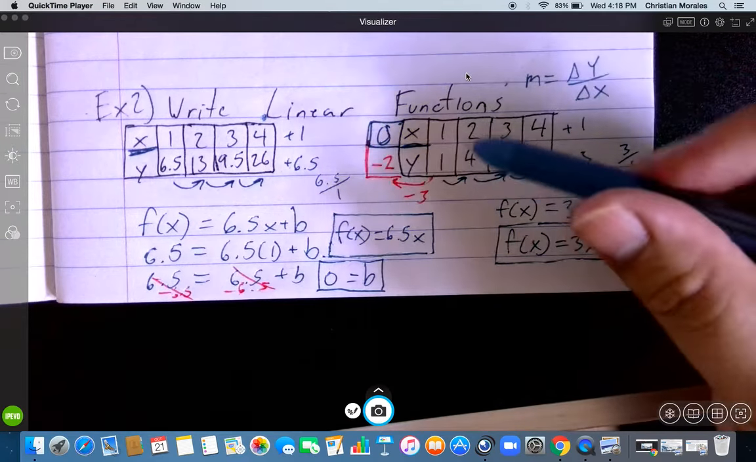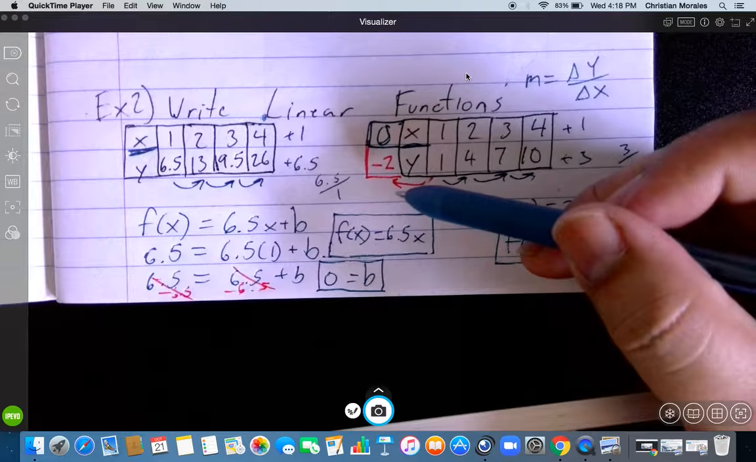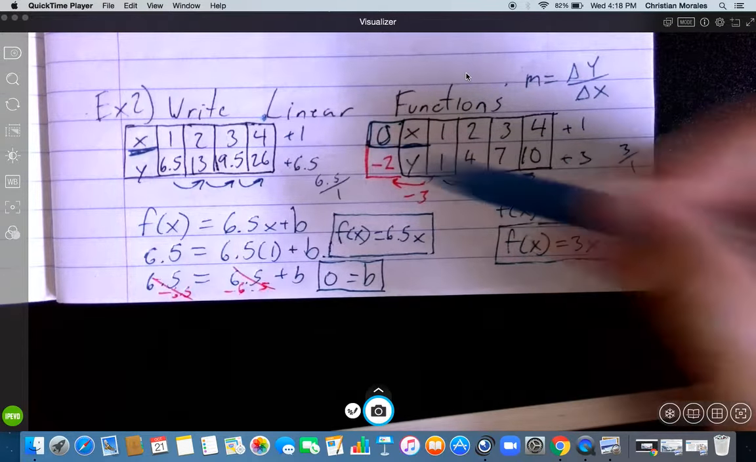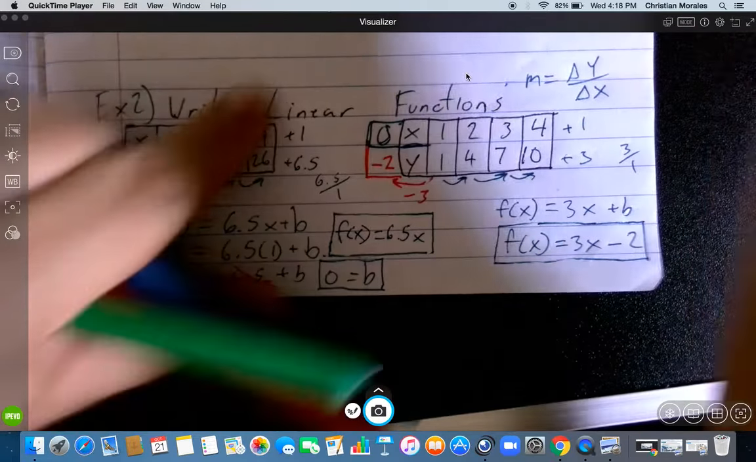If you guys remember, when you graph, you start at 0. 0 is that point on the y-axis. So the number at 0 is your b. So that's a faster way to do it than plugging in a point.